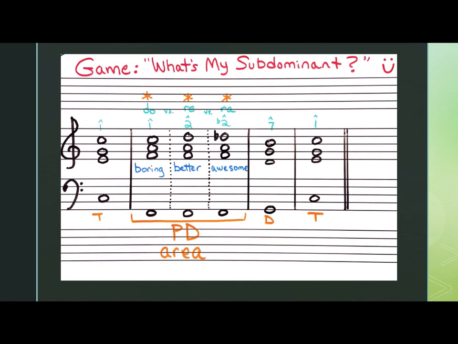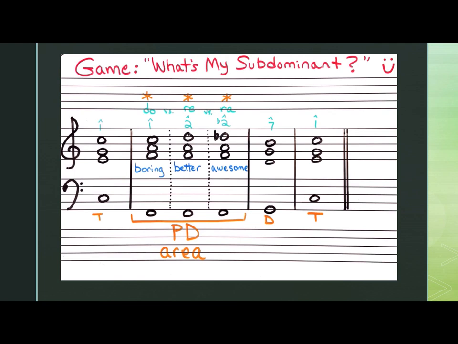All right, we're going to play a game here. We're going to play a game called What's My Subdominant? So what you see is a phrase model: tonic, predominant, dominant, and tonic. Okay, so in the predominant area, I can either play a 4 chord, which features do, fa, with do on the top, or a 2-6 with re on the top, or a Neapolitan 6 with ra on the top. So that's what you're going to listen to, okay?